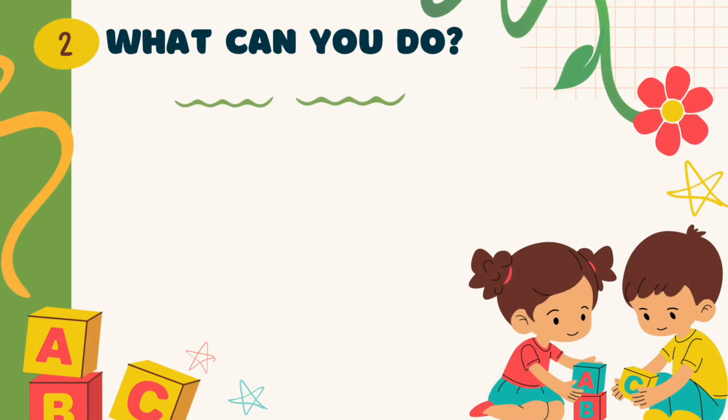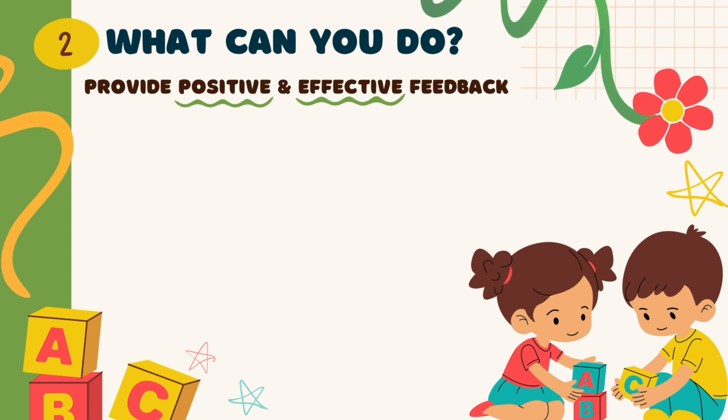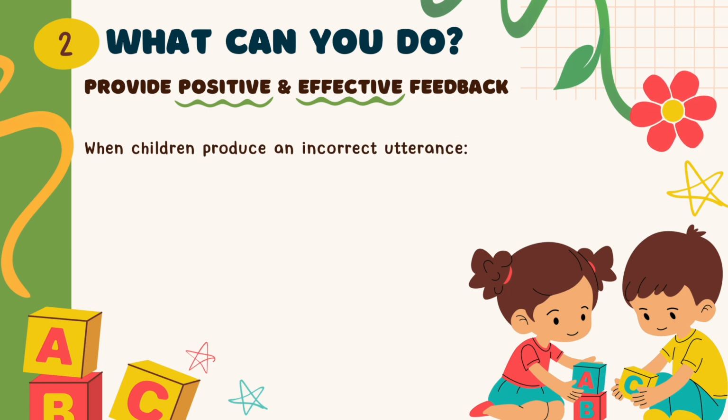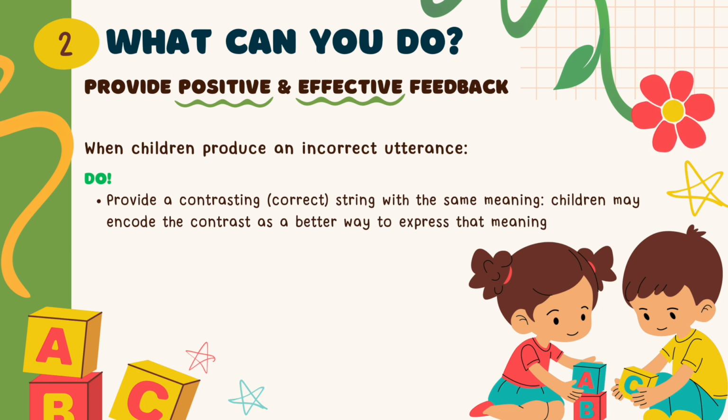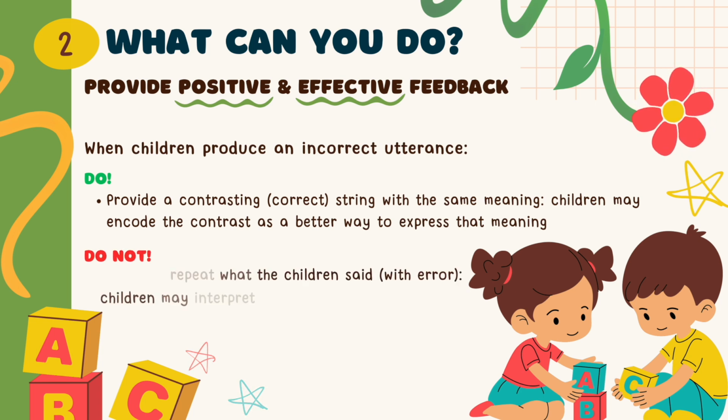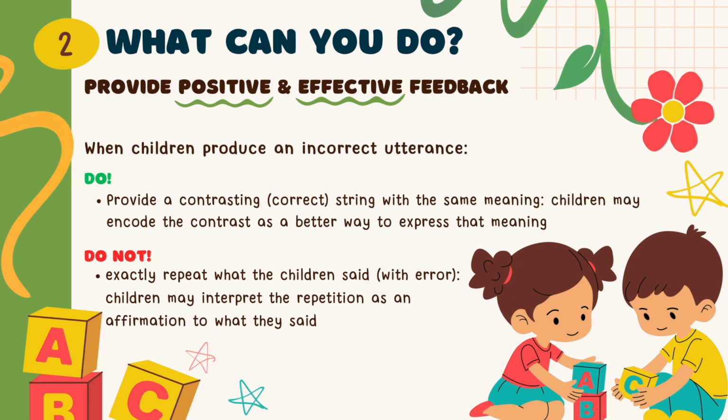The type of feedback a child receives is also important. Providing positive and effective feedback will facilitate your children's learning process. When children produce an incorrect utterance, do provide a contrasting string with the same meaning that corrects their mistake. Children may interpret this as a better way to express the intended meaning. Do not exactly repeat what the child said with the error, as children may interpret this repetition as an affirmation that what they said was correct.